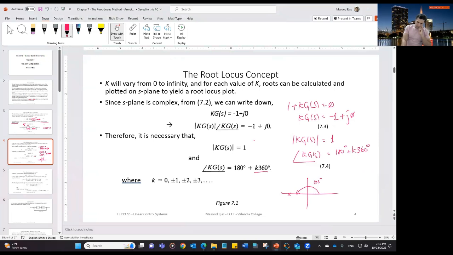So keep this in your mind, because this is going to help you find the value of K for any specific root of the characteristic equation. And of course, keep this in mind as well, but this is important.